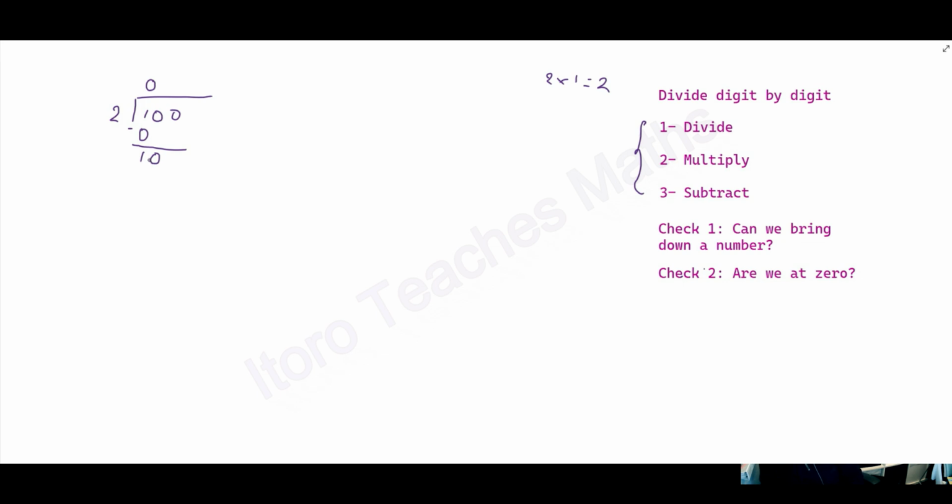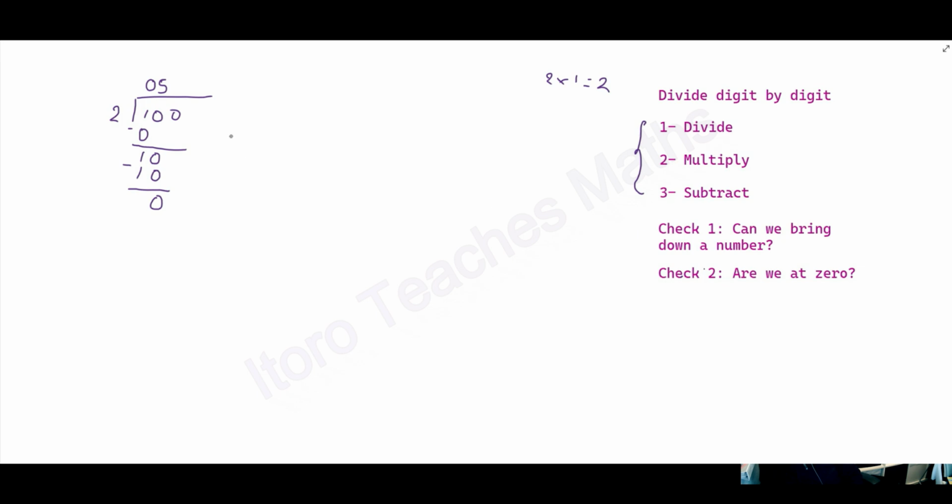We just keep going as we were doing previously. So now we're back to the top, divide. Now we have 10. We say 10 divided by 2 is 5. So we put 5 up here, and then we do the multiply. We multiply the number we just wrote by the number on the outside. So 5 times 2 is 10. So we have 10 here. And then we subtract. 10 minus 10 is 0. We keep going as usual, and we do the check.